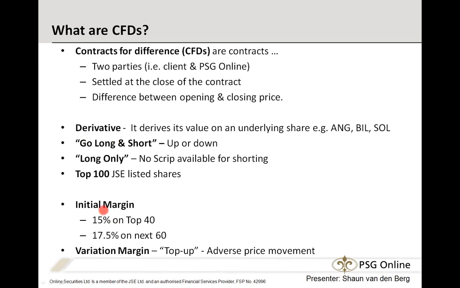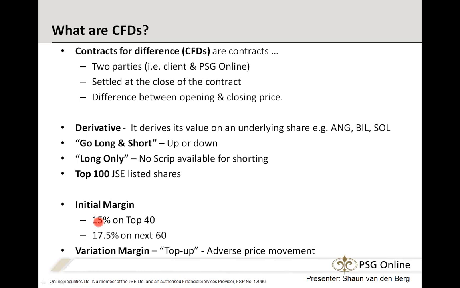Okay. So whereas with single stock futures, each one will have a different rand value, with CFDs, PSG Online stipulates the margin requirement. So at this point in time, PSG Online stipulates at least 15% margin required for the top 40 stocks and 17.5% required on the next 60 companies, the mid-caps. Okay. So whatever shares you're trading, obviously that initial margin gets ring-fenced. It has to be kept at 15% or 17.5%. It's important to understand that you need additional funds for that variation margin, what I call the top-up.